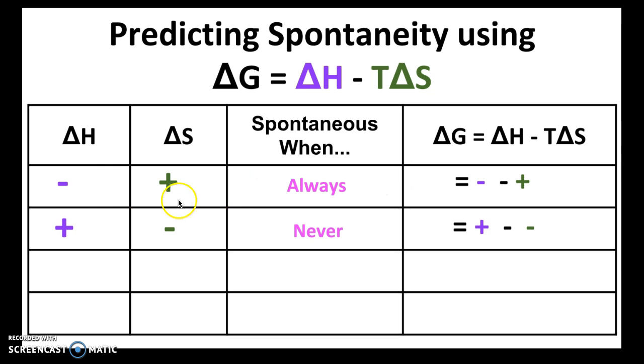So in your chart there, for the sign for delta H you're going to fill in positive, delta S is negative, and then for spontaneous, it's never going to be spontaneous. Delta G can never be negative in that case. And you can show your work by showing the signs here.